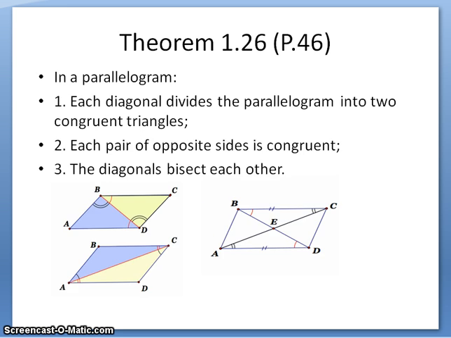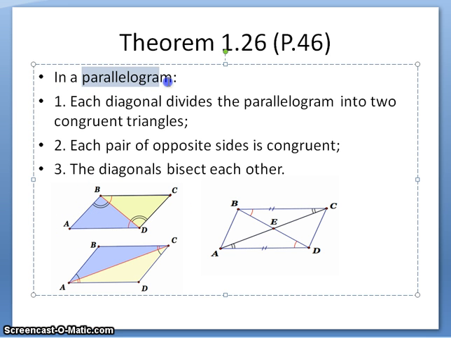Okay, so now the next one is 1.26. We need to prove three statements. First of all, we know the quadrilateral is a parallelogram. If you recall the first slide, the parallelogram means two opposite sides are parallel. If we look at the picture here, ABCD is a quadrilateral and BC is, because we know it is a parallelogram.